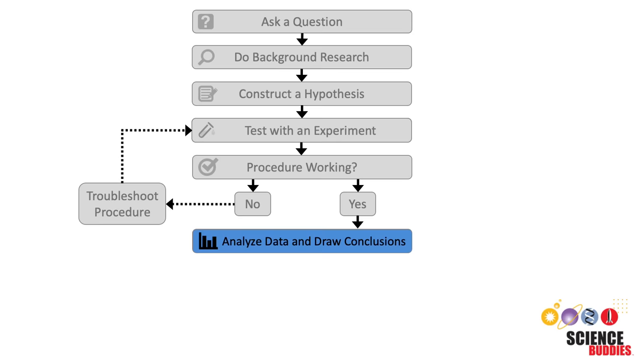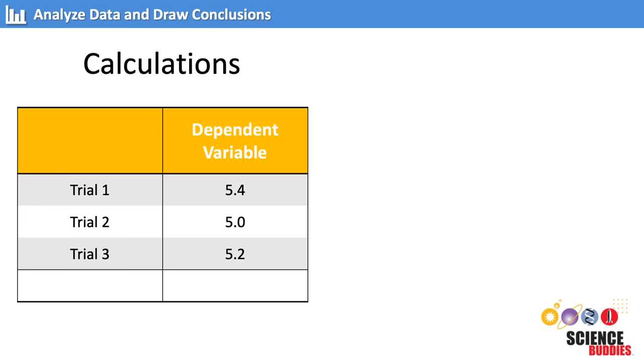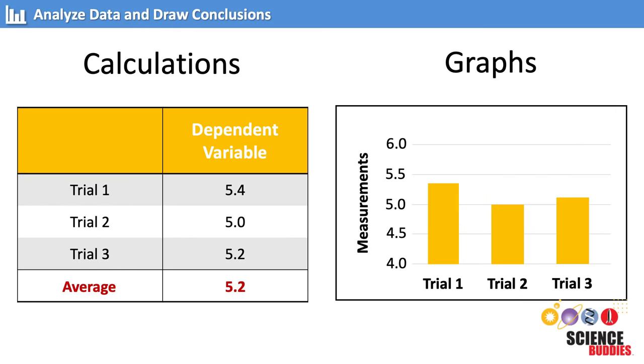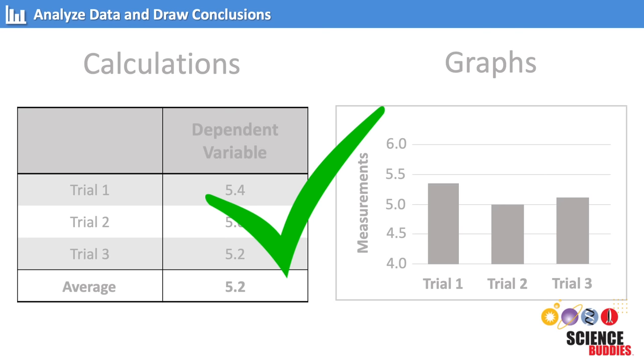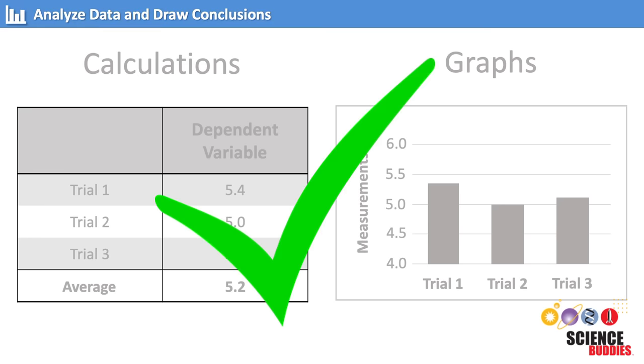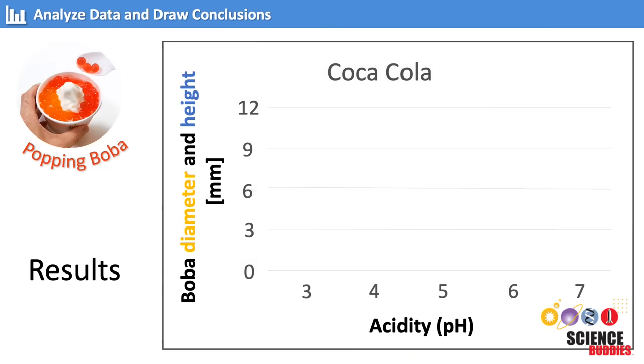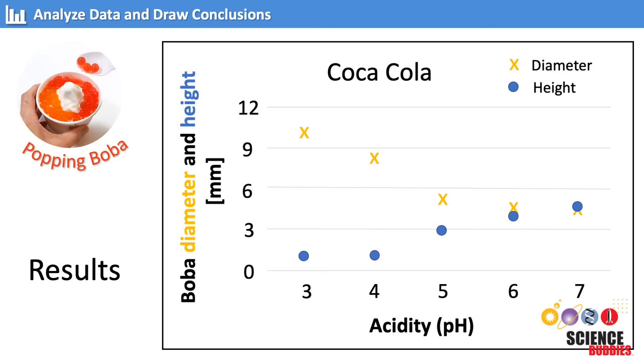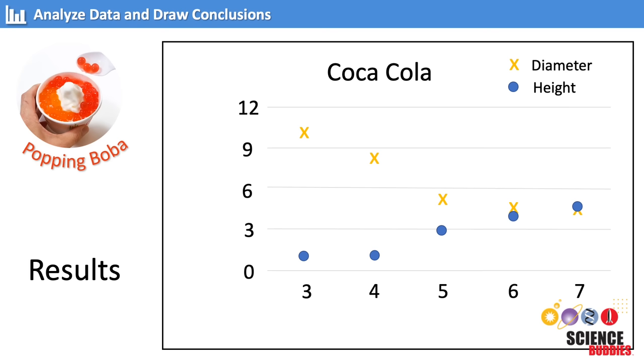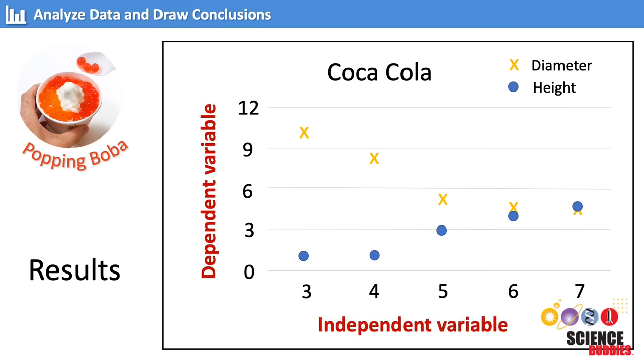The next step after we finish our procedure and have collected our data is to review and analyze our data. Analyzing the data means looking at it in as many ways as we can. This includes things like calculating an average for the different trials of our experiment, making graphs, and evaluating whether or not the collected data is complete, of good enough quality, and is valid. For our popping boba experiment, we could make graphs that show how the diameter or height of our popping boba balls change with juice acidity. In graphs like these, we usually place the independent variable on the x-axis and the dependent variable on the y-axis. It is important to label your graphs and results clearly and include their measurement units.